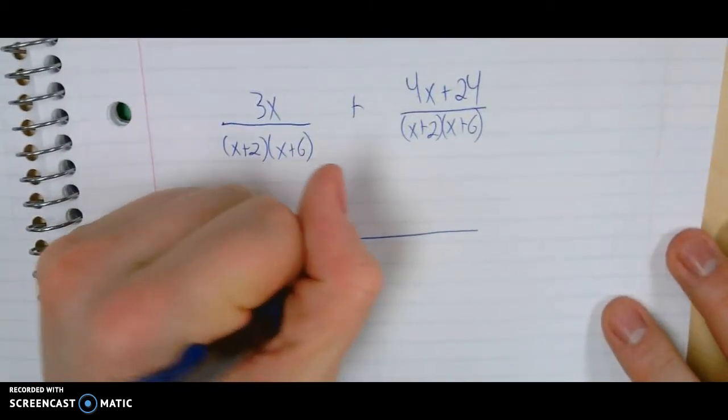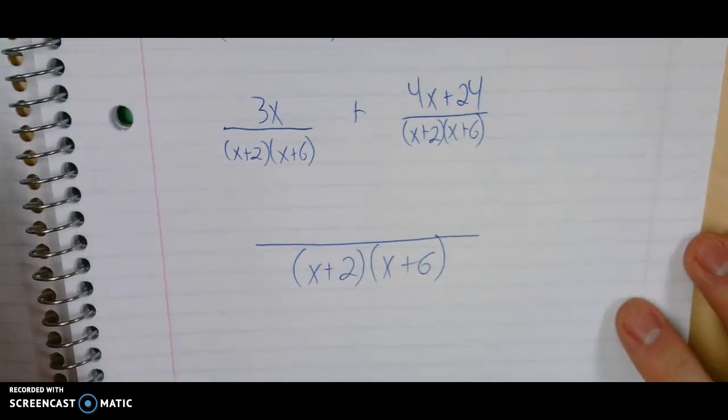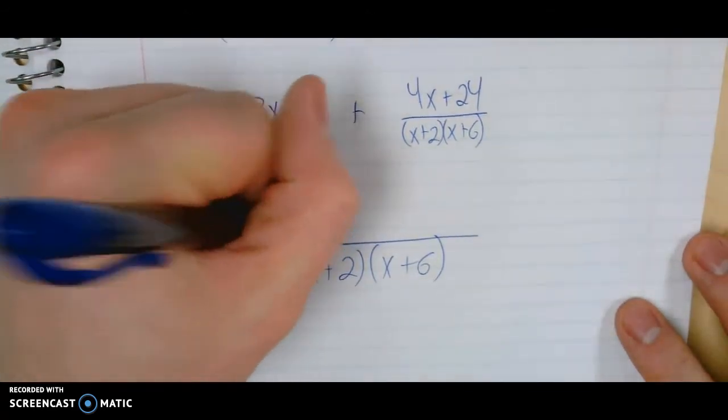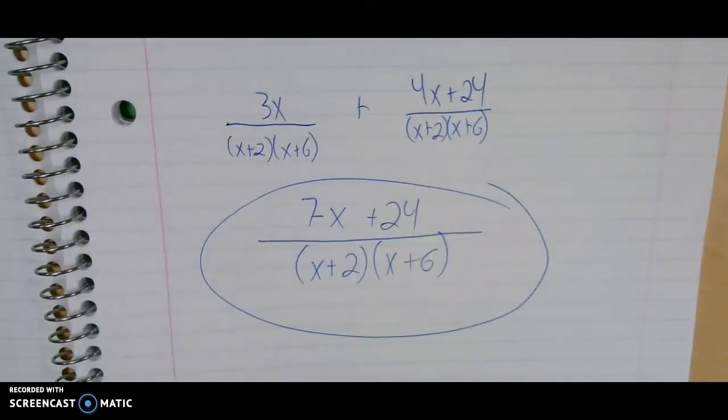My denominator was x plus 2 and x plus 6. My numerator, after like terms have been combined, is going to be 7x plus 24. And we're done.